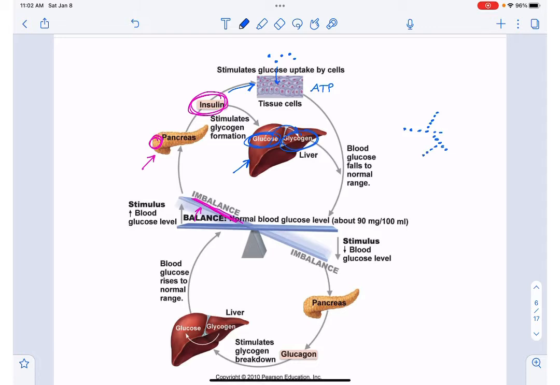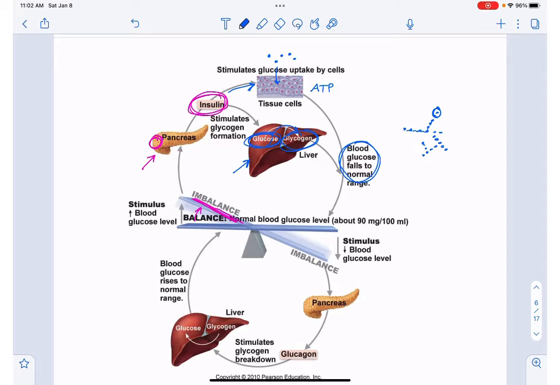So we have all of this extra sugar in the blood, and we don't want it to go to waste, so we want to store it for later. So insulin is going to act on the liver and tell the liver to take these individual glucose units and link them together by chemical bonds and convert them into a storage form, which is glycogen. And that's another way that we're going to decrease blood sugar. Both of these mechanisms are going to cause blood glucose to fall back down into the normal range.